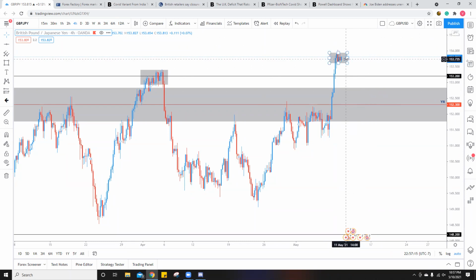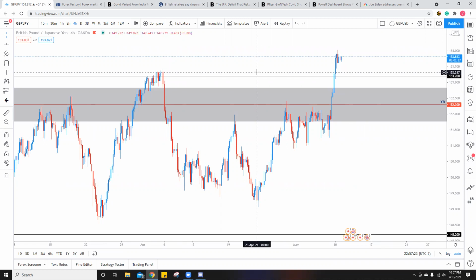Again, these are all zones, so I'm not saying exactly 153.200, but I'm saying it could be anywhere between 153.300 right up top here, coming down to about 153 flat, any of this area here, right? So bottom wick rejections is what we're looking for.